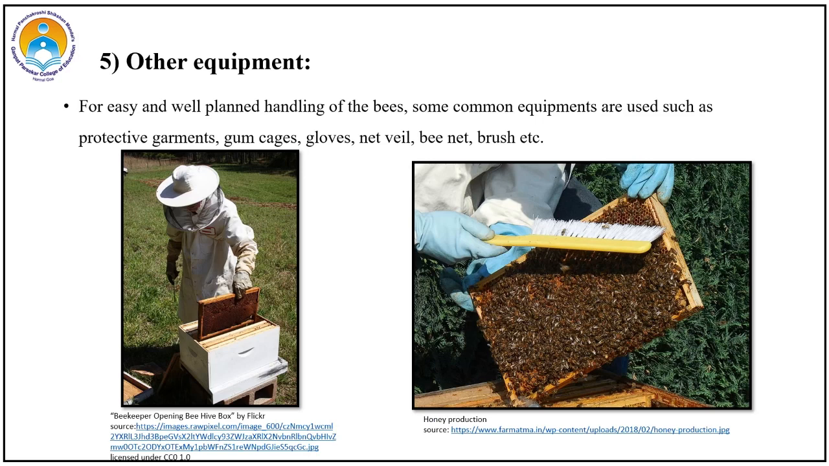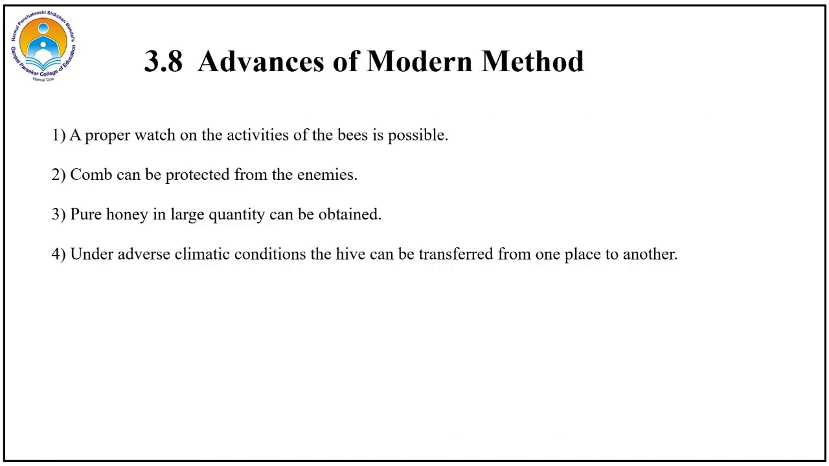Now let's talk about the other equipment which is used in this modern technique. For easy and well-planned handling of the bees, some common equipment is used such as protective garments, which you can see in the first picture, gum cages, gloves, net veil, bee net, brush, which you can see in the second picture, etc. Now let's talk about some advances of this modern technique.